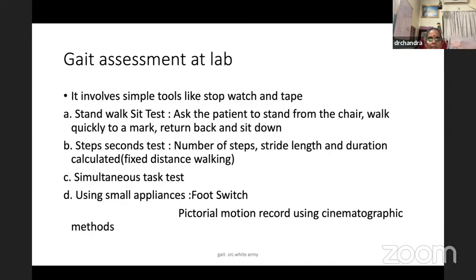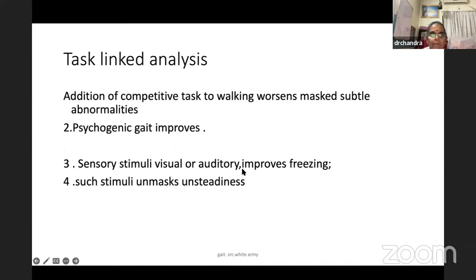Then in the laboratory. So first is the bedside. In the laboratory: the stand, walk, sit test. Ask the patient to stand from the chair, walk quickly to your mark, return back and sit down. Then the step seconds test: number of steps, stride length, and duration are calculated within a fixed walking distance. Then the simultaneous task test. That is, you distract and see what happens to the gait. And using small appliances, a foot switch. The whole thing can be videographed. Attach a foot switch to the patient's foot and it will make a video record of the gait cycle.